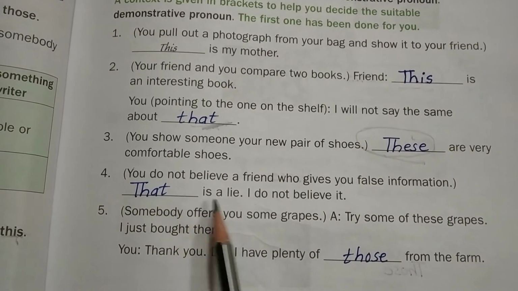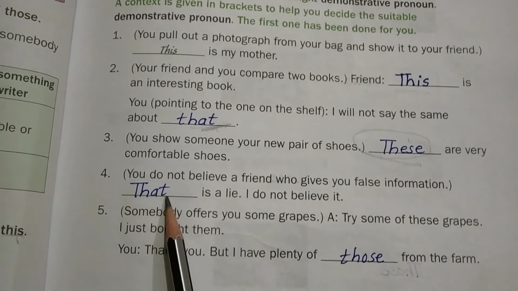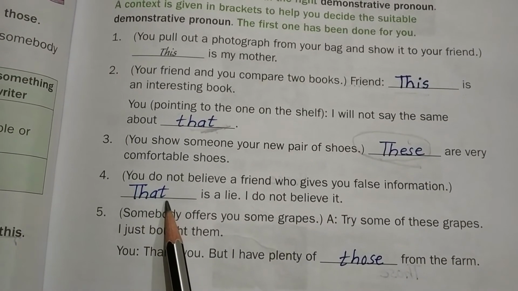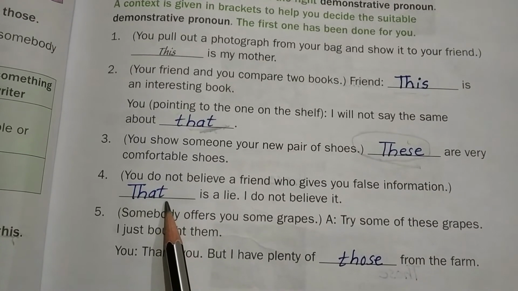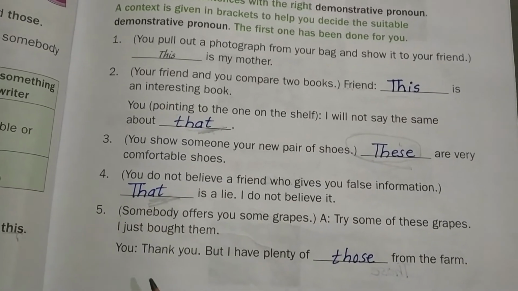You do not believe a friend who gives you false information. That is a lie. I do not believe it. Here the friend is one, and the friend is not with you. So here that is used.